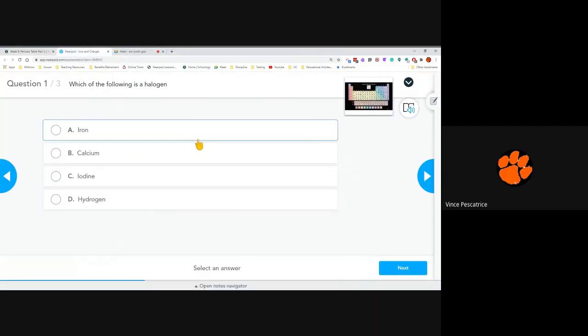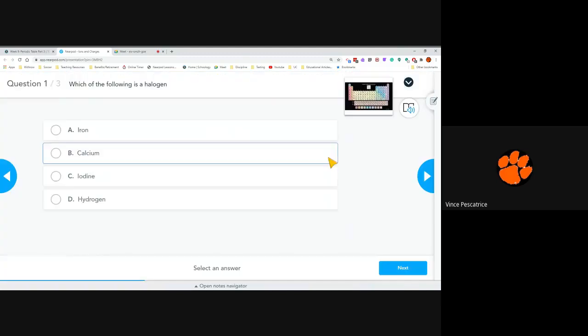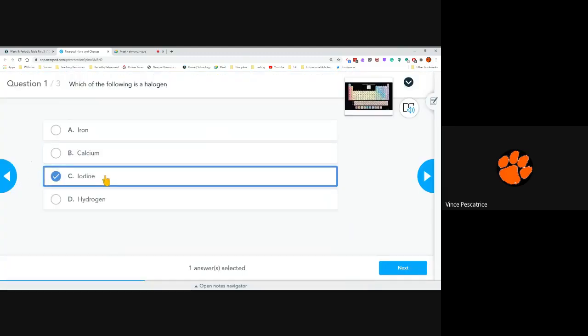So this is the warm-up. The first question was, which of the following is a halogen? If you look at this periodic table, the halogens are the light purple column right here. So that would be anything in here, what you're looking for. Based on our answers, iodine is the only one that fits. Iodine is the only one in that column.